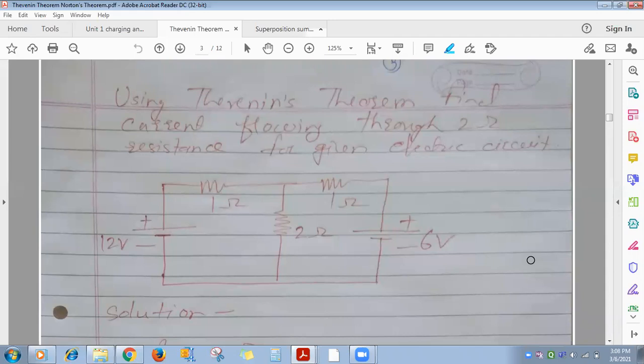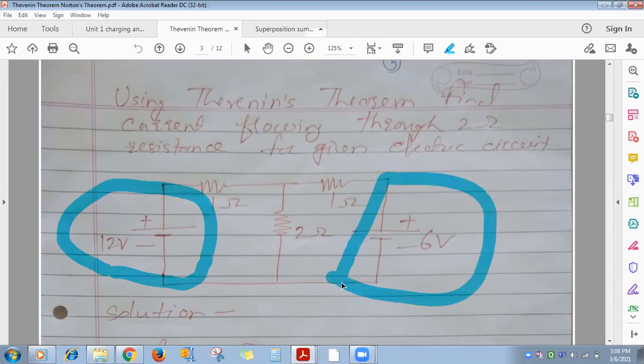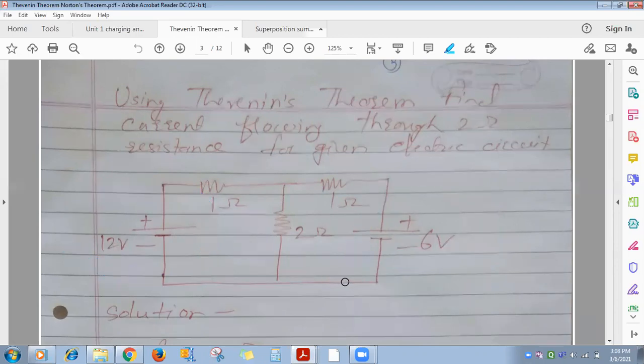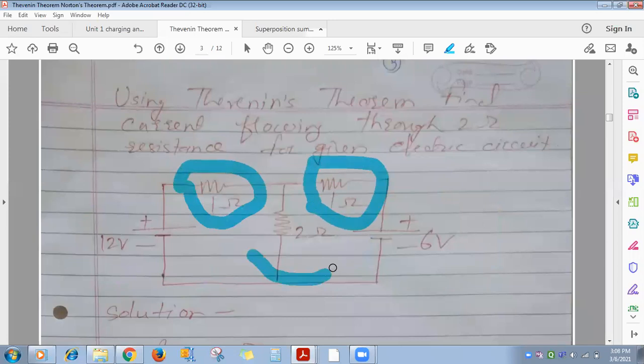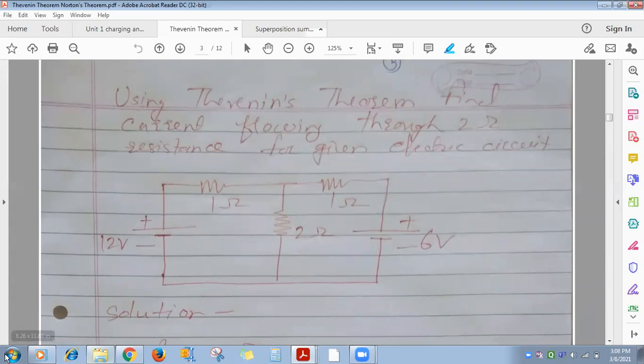Once you finish with the circuit, please tell me. Using Thevenin's theorem, find the current flowing through the 2 ohm resistance. Here, a 12 volt battery is there, a 6 volt battery is there, and 1 ohm resistances are connected, and this one is 2 ohm. Through the 2 ohm you have to find the current flowing.